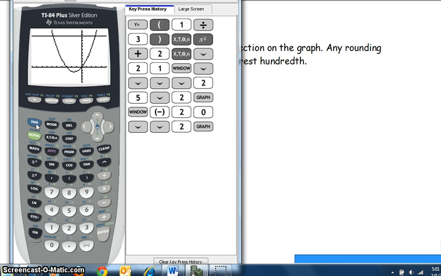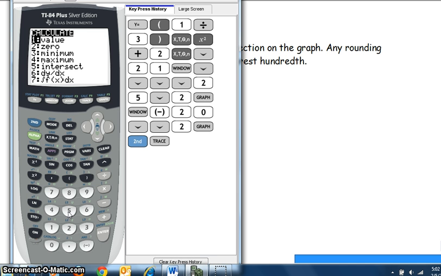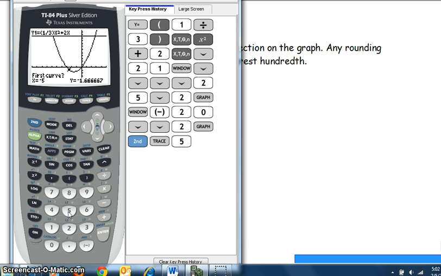Remember, to do that, we do second, trace, and then 5 for intersect. And for this first one, I can just do enter, enter, and enter. So my first point of intersection is at -11.48 for x and y equal 21.